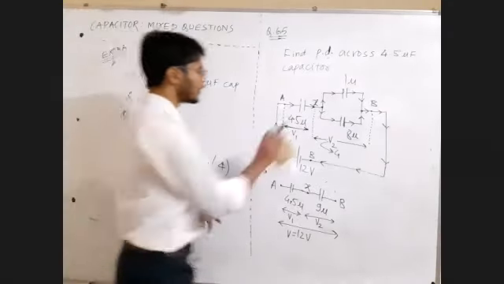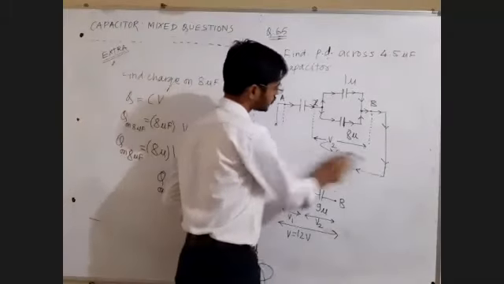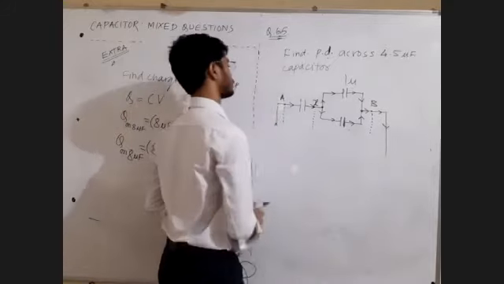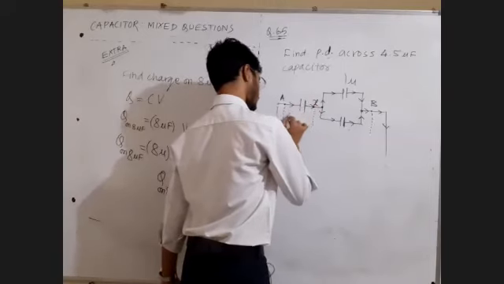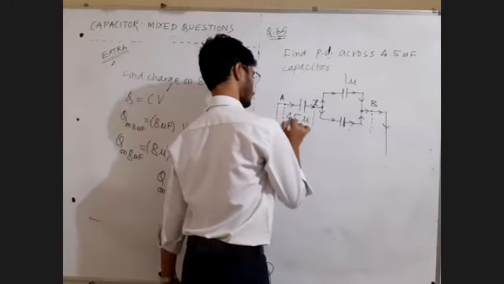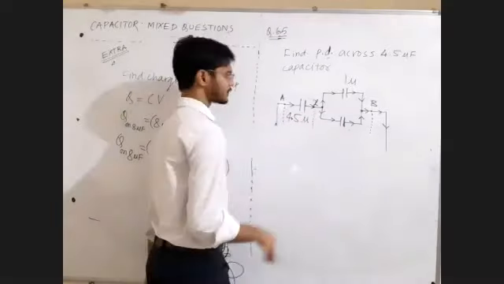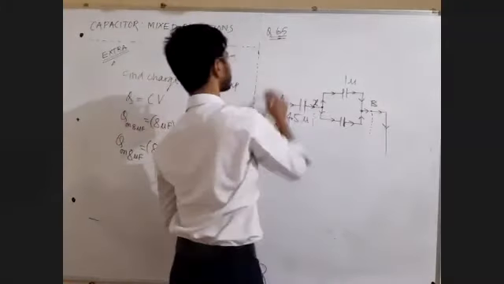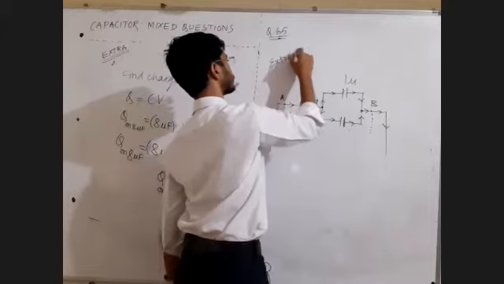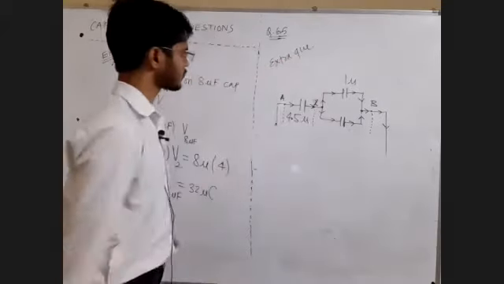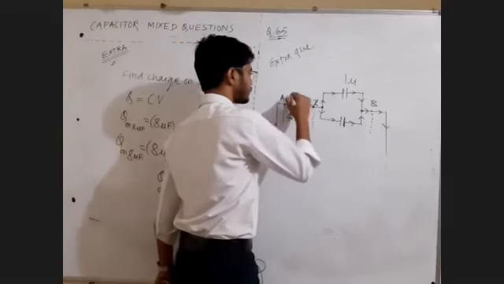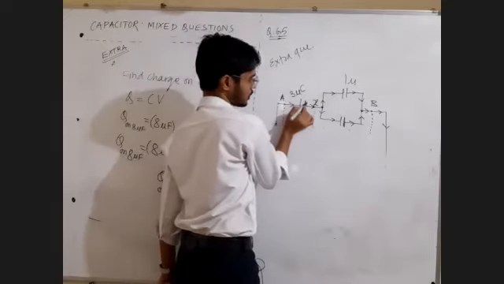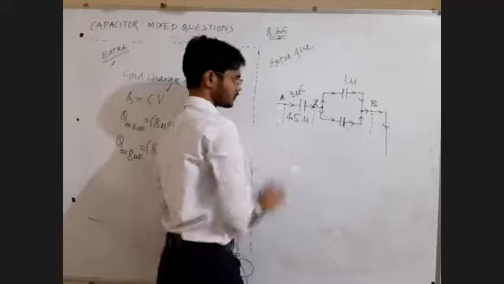Next. Same question. Battery removed. Charge on this capacitor. This is 4.5 micro. This potential difference is not given. Slight modification in the same question. Charge on this capacitor is 3 microcoulomb. Here on this plate plus 3 micro, on this plate minus 3 micro. This is not given now.